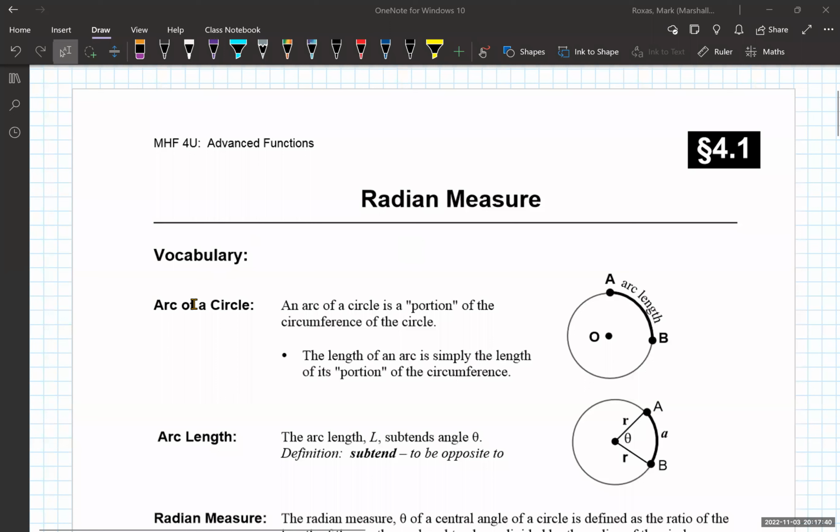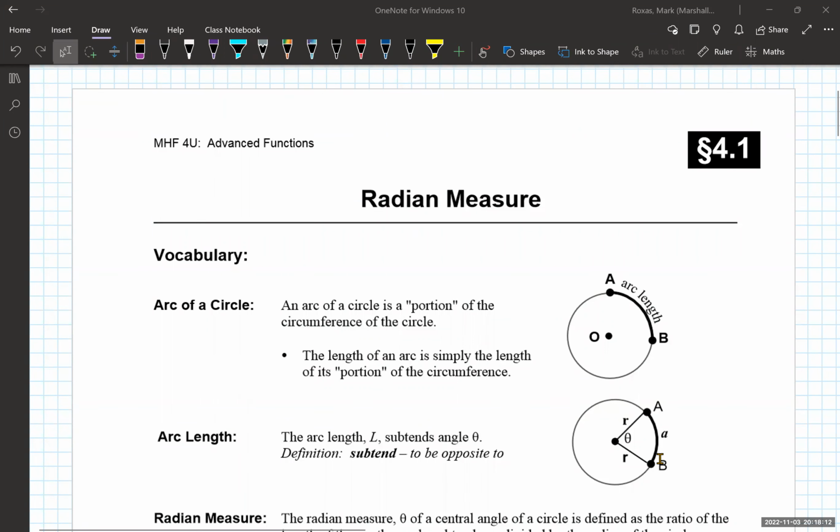The first vocabulary is the arc of a circle. The arc of a circle is the portion of the circumference of the circle, as you can see in the diagram. The circumference is the entire distance all the way around the circle, but the arc of a circle, or the arc length, is the length of a portion of the circumference. The arc length, we can denote as the letter L. We say it subtends angle theta.